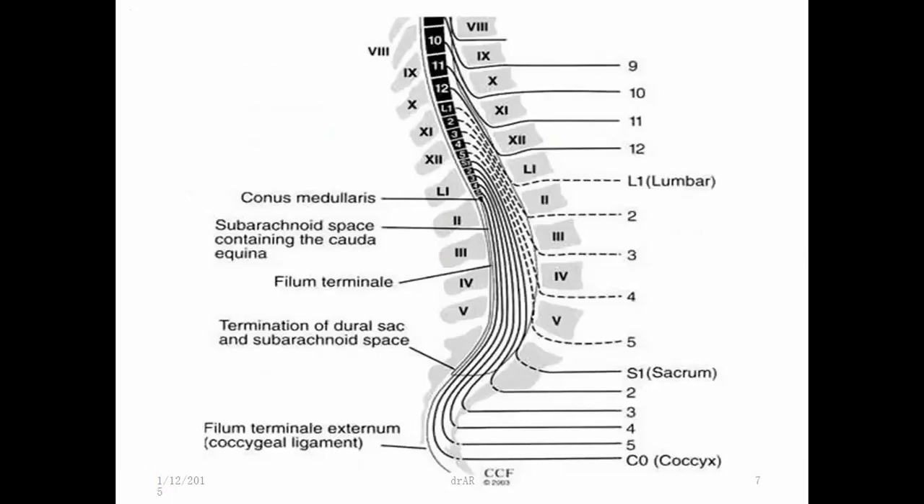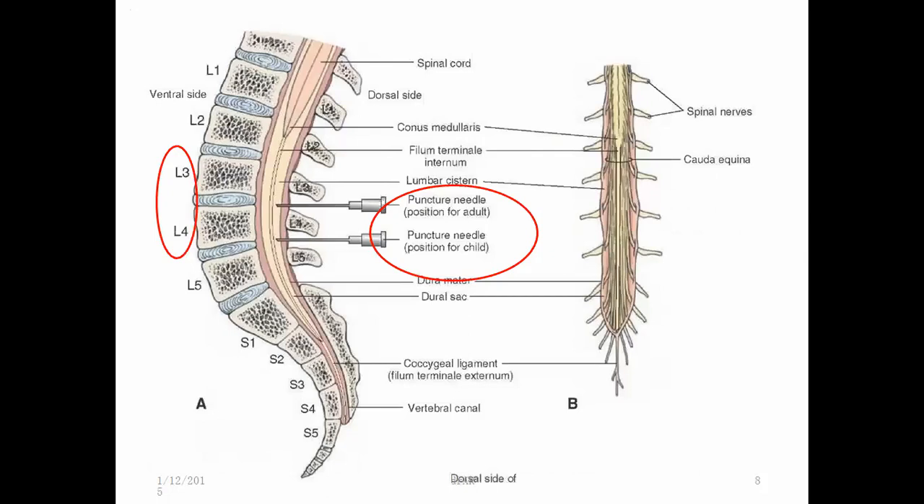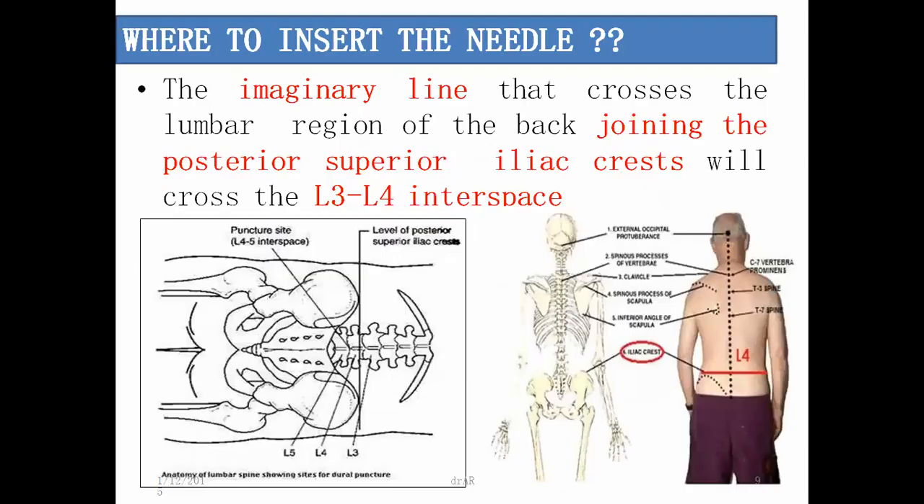So now this is a picture of your lumbar vertebra or your spinal cord. So now you have to do this procedure. The placement of the needle will be in between this L3 and L4, or in between L4 and L5. Okay, we can use either of the two spaces. The first space will be between L3 and L4. The second space will be between L4 and L5. All right. So now where to insert the needle, okay?